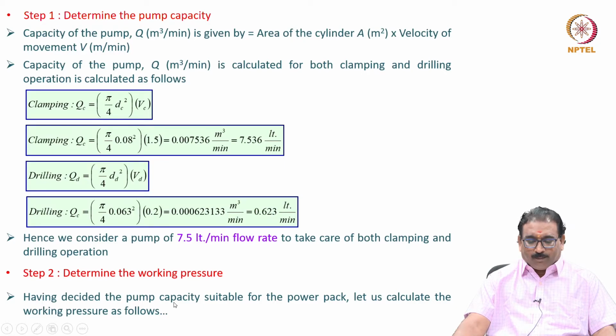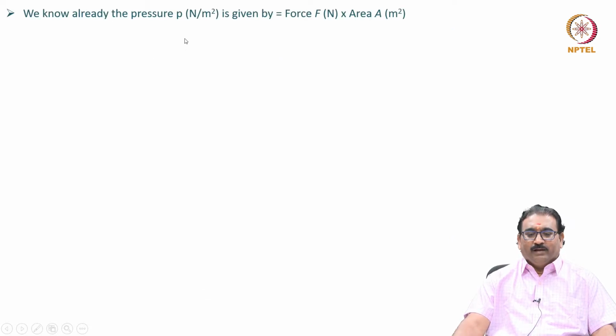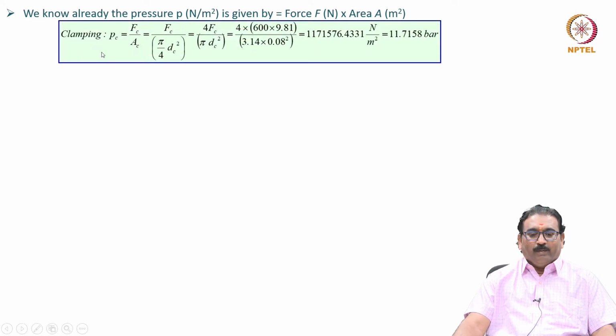Having decided the pump capacity suitable for the power pack, let us calculate the working pressure as follows. We already know that the pressure P is given by force divided by area. For clamping, PC equal to FC by AC, where AC is pi by 4 DC square, already we are seeing. This 4 will go up, substitute all the values. For clamping PC, how much am I getting?